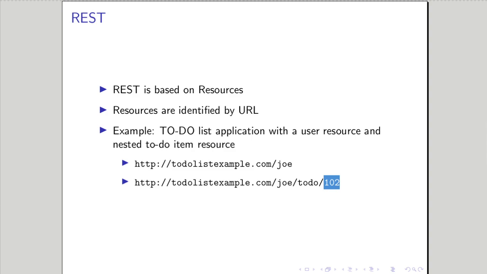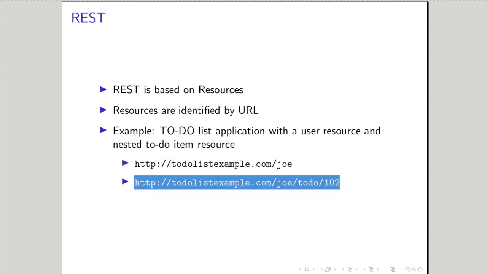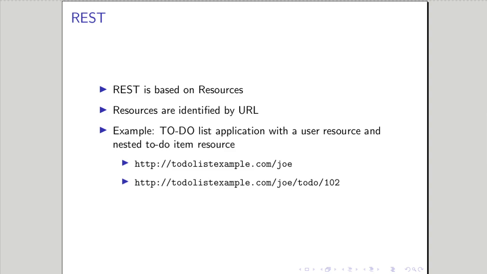I always feel kind of silly explaining it. It's almost so simple, it's hard to explain. Based upon this nesting of the URL, we're picking out, okay, we have a Joe type user, and under here we have a to-do item with ID 102. Great. So that's the notion of a resource.